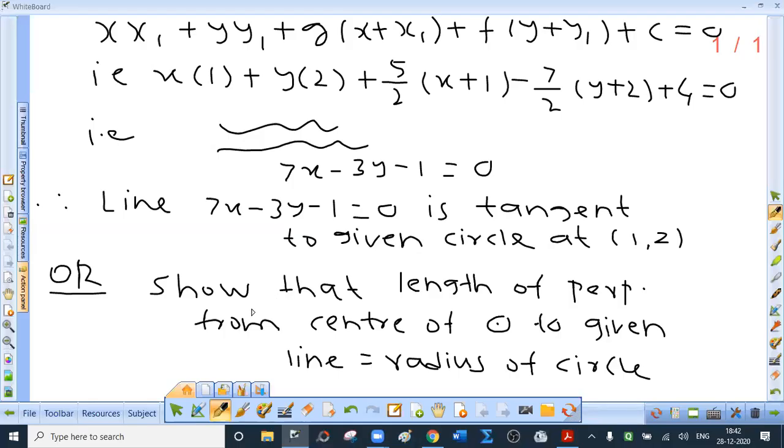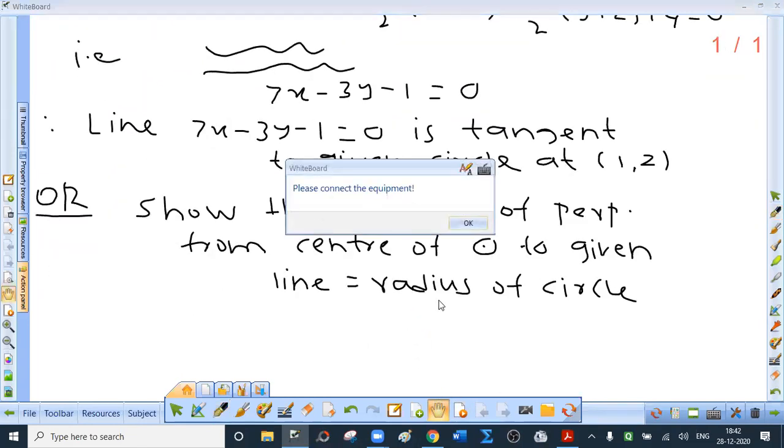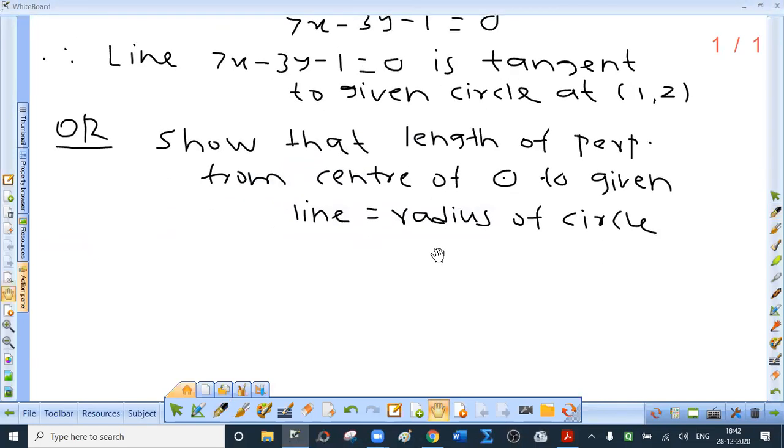Now the second method: show that the length of the perpendicular from the center of the given circle to the given line equals the radius. Don't declare that it is a tangent; we say it is the given line. But if that length of perpendicular is the same as the radius of the circle, that line is definitely tangent to the circle. So that method is also correct.